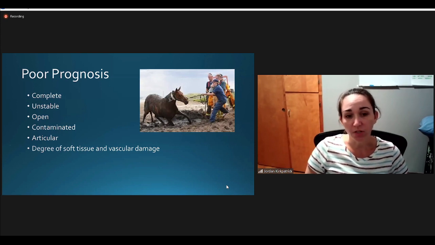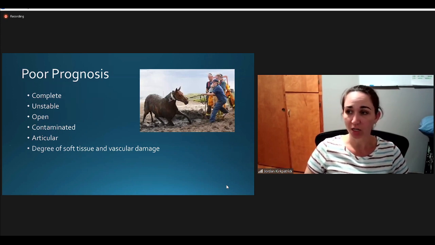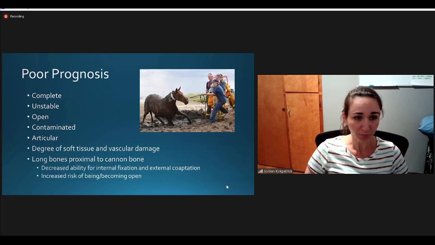The degree of soft tissue and vascular damage, as I said earlier, there's not as much blood supply in the lower limb compared to the upper limb. So without blood supply, oxygen and healing factors have a harder time getting to the area to help promote healing.